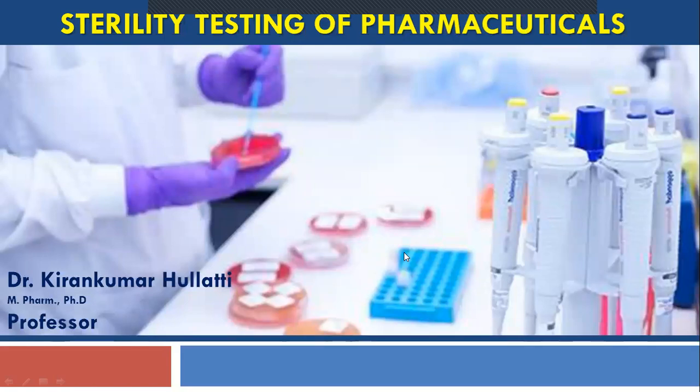So some of the pharmaceuticals are described as sterile pharmaceuticals or sterile dosage forms. It could be injections, eye drops, or certain ointments which just need to be applied on the skin or the broken skin or wounds. So they are meant to be free from any microbial contamination. And that process we call a sterilization process.